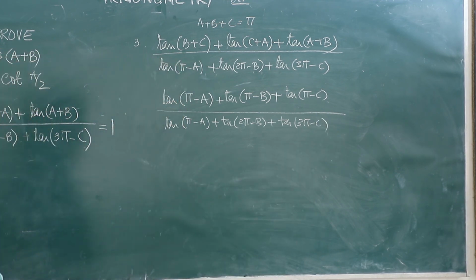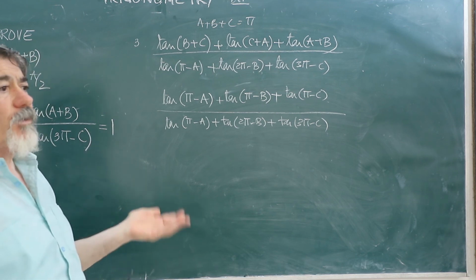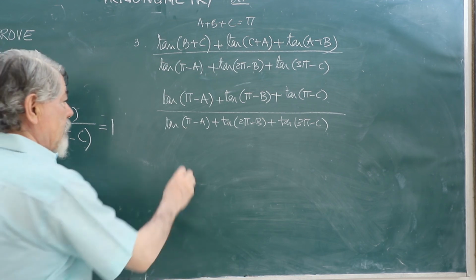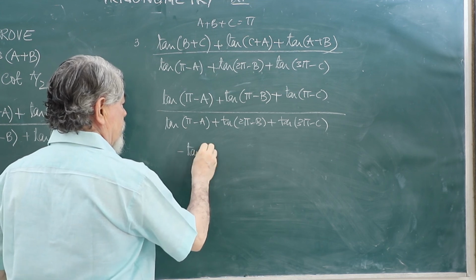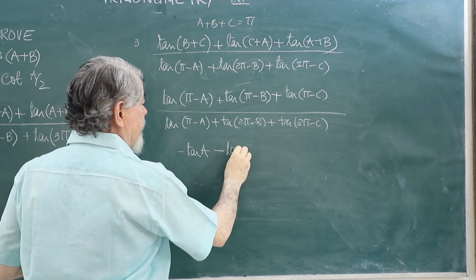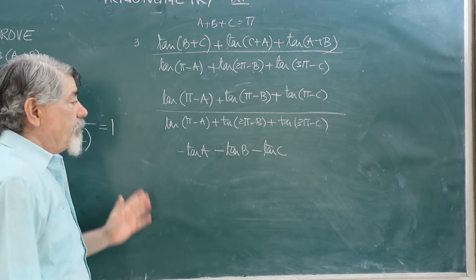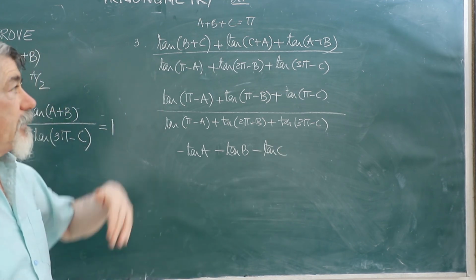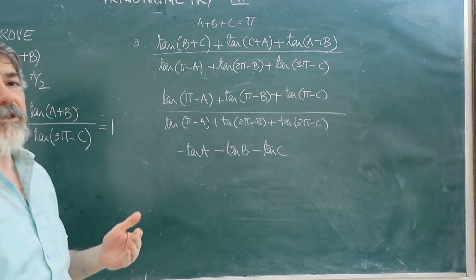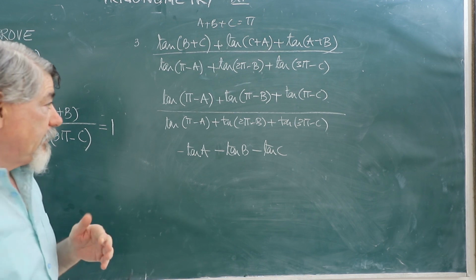Notice one thing. Now pi minus A means it is going to fall into the second quadrant. We are subtracting out of 180, and in the second quadrant tan is negative, so it will be minus tan A. Similarly, tan(pi minus B) will be minus tan B. Again it is in the second quadrant. In the second quadrant, only sine and cosec are positive. The rest of the trigonometric ratios are negative.